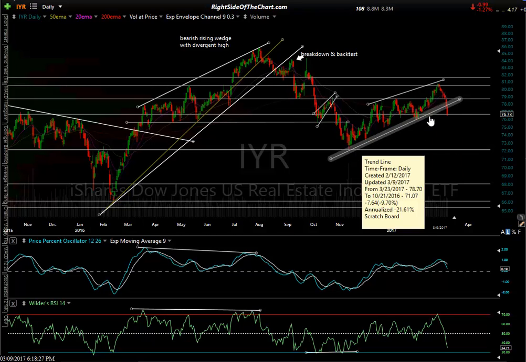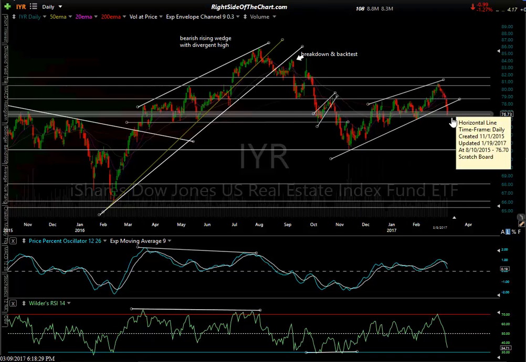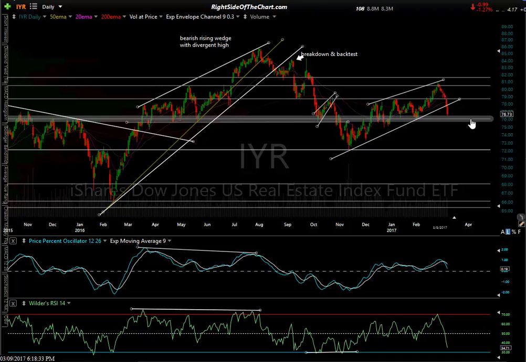You can see a similar pattern, but a very impulsive breakdown below the uptrend line there. Had a support line here. I'm not crazy about that support line. I could move it around a little bit. Bottom line, it just broke down, and there's probably more to come.